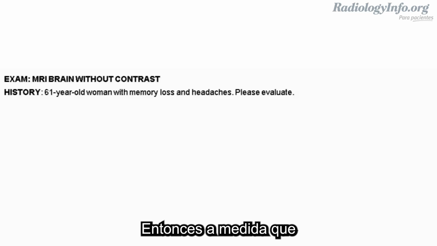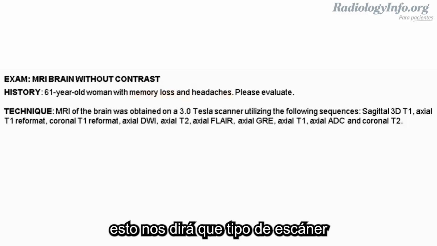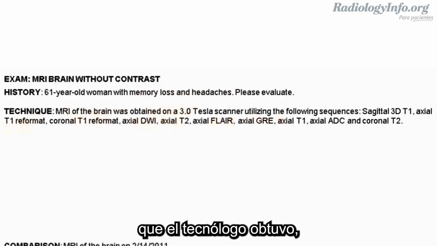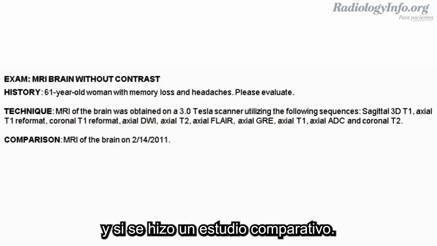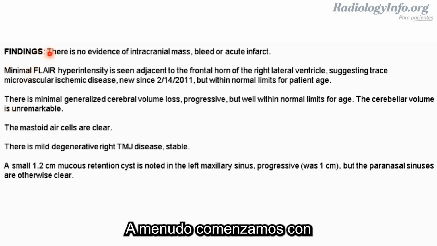As we dictate our reports, the first thing we'll do is list the history. This is what your clinical symptoms are. Then the technique, and this will tell us what kind of scanner was used and the different sequences that the technologist obtained, and then whether there was a comparison study. Then we list our findings. These are all the things that we see on the exam. We often start out with the pertinent negatives, so no evidence of mass, bleed or infarct.